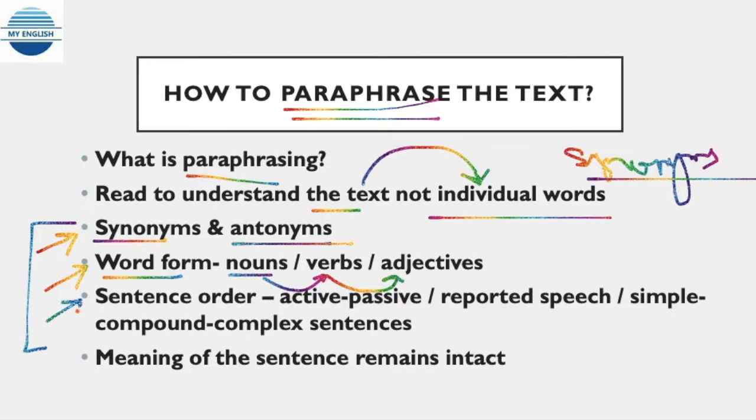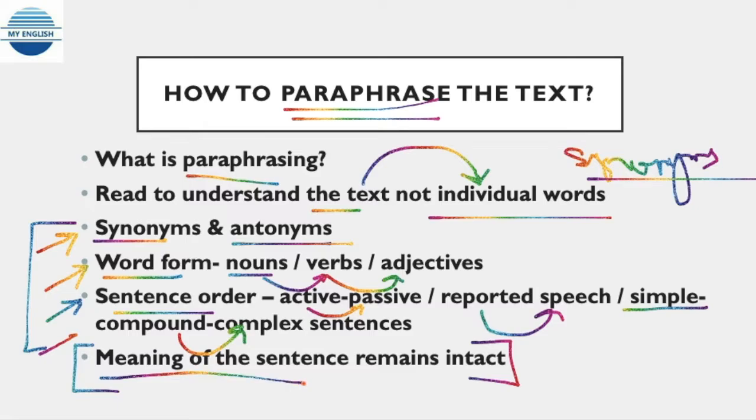Another way is the sentence order is changed. For example, from active to passive or from passive to active. Direct speech becomes reported speech. Sometimes a combination of simple and compound sentences is formed into complex sentences. So there you again need to see if there is paraphrasing done. But in all these things, it is just the word form or the word or the sentence order that gets changed, but the meaning of the sentence remains intact. That is something that you have to pay attention to.